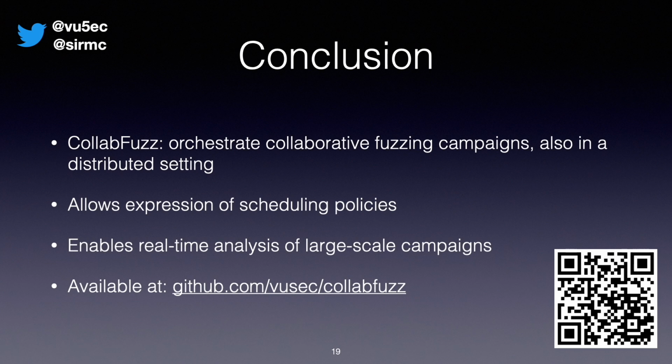And finally, I would like to conclude this talk. You've seen CollabFuzz, which allows you to orchestrate collaborative fuzzing campaigns, large-scale ones in a distributed setting. It allows you to easily implement scheduling policies. You can express a very wide variety of scheduling policies. They're quite easy to implement, and you can do real-time analysis of large-scale fuzzing campaigns. So you can actually add your own analysis passes here, which should be a nice contribution, I think. So feel free to open a pull request if you have some new analysis pass you want to integrate into CollabFuzz.